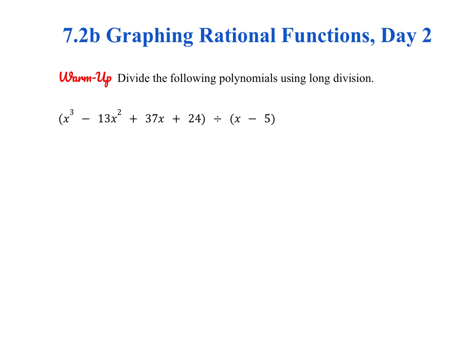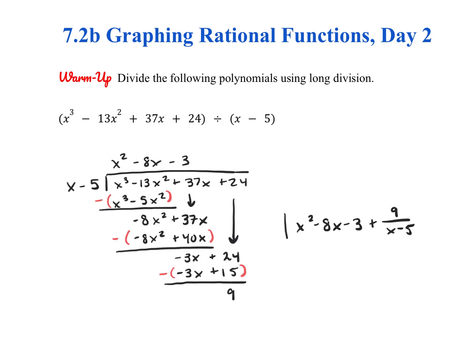First, please pause the video and give this warm-up a try. All right, go ahead and check your work here. This should be our final answer. So remember, once we complete our long division, this is our quotient, and then this is our remainder. So we will write the quotient plus the remainder over the divisor. The reason why we're reviewing long division at this point in the year is because that's going to be one of the tools that we use today to help us graph different forms of rational functions.